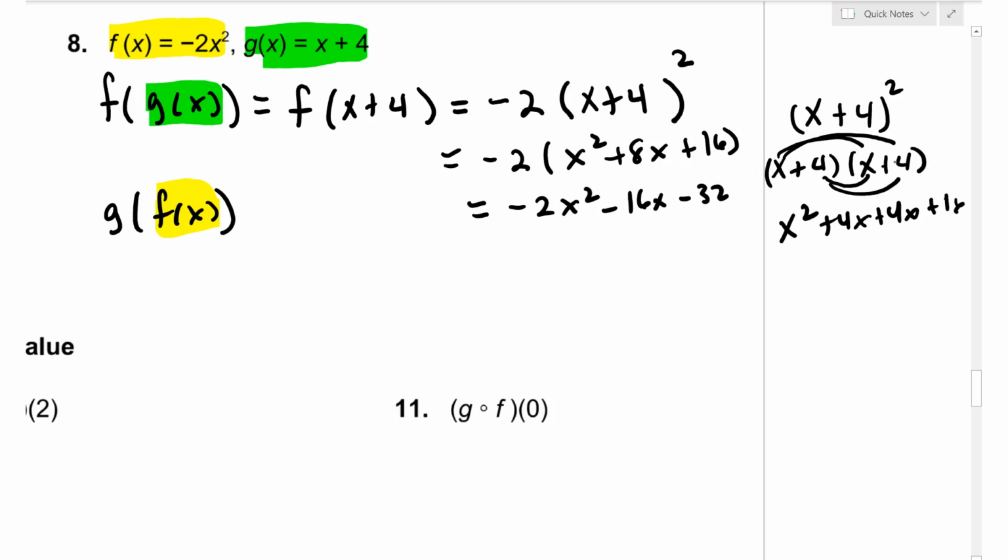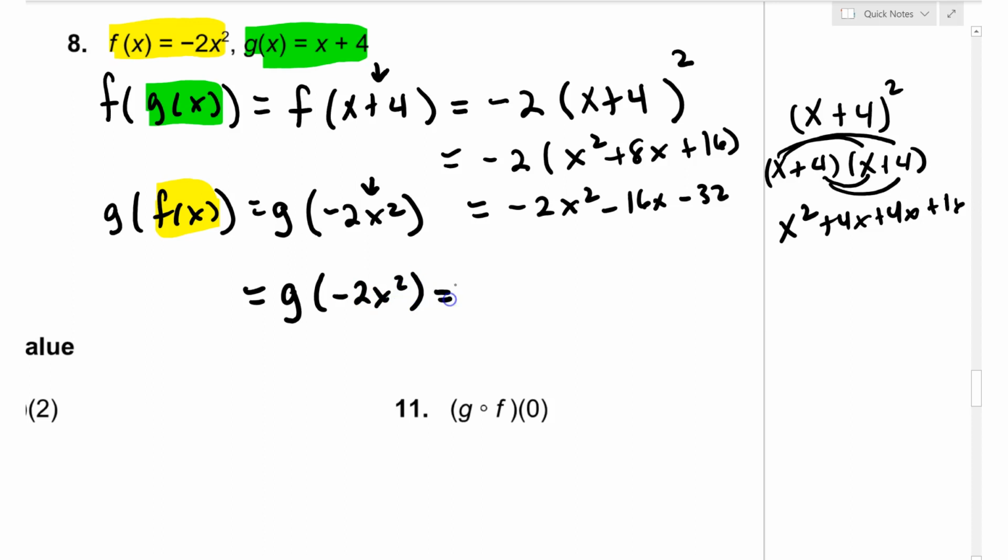Now we're going to do g of f of x. So we have g, and our f of x is negative 2x squared. That is our input. Just like this was our input. So just so we don't get confused, I'm going to go ahead and write it down here. G of negative 2x squared is equal to, my input is negative 2x squared. That's the input, plus 4. So what is the composition of g of f of x? Negative 2x squared plus 4.